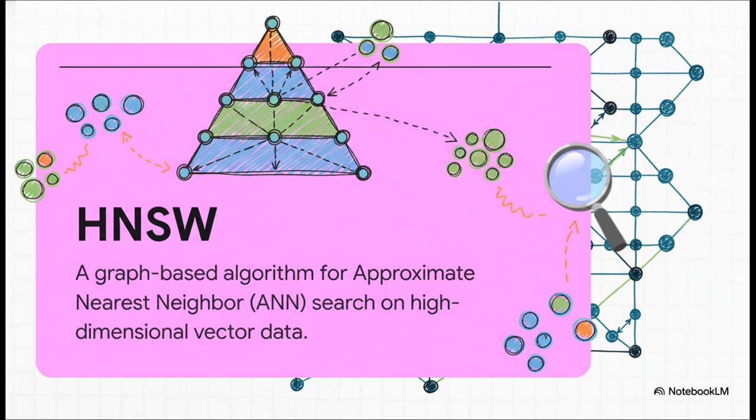It sounds like a real mouthful, but stick with me. Hierarchical just means it has layers. Navigable small world is a fancy way of saying it's super easy to get from any one point to any other in just a few hops. And the key word here is approximate. That's the secret to its speed. It doesn't need the one perfect match, just one that's close enough, and it can find it incredibly fast.